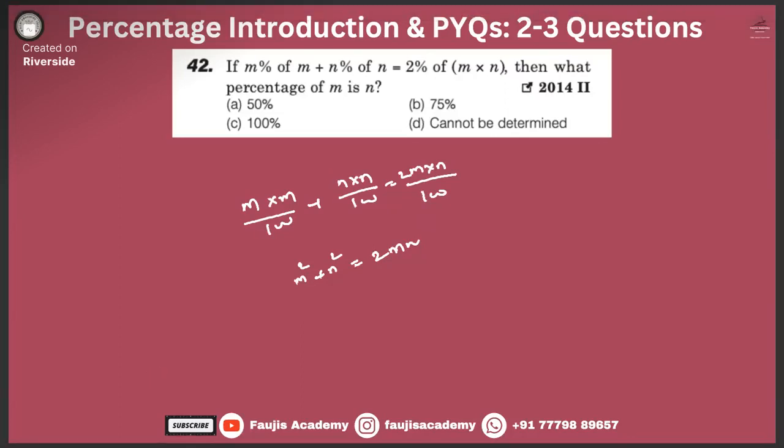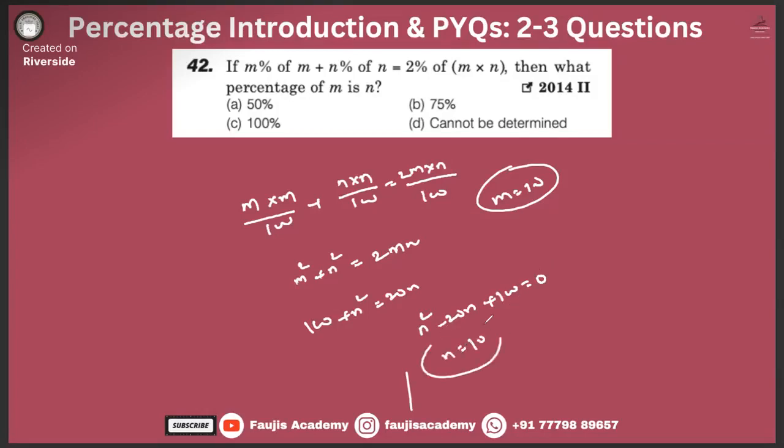Tell me. What is the value of M and N? Hint. Take some values. And don't take values for both M and N. Take only one. Let's take M is equal to 10. What happens? 100 plus N square is equal to 20N. Right? N square minus 20N plus 100 is equal to 0. Right? N is equal to how much? 10, right? Yes, sir. You got M, you got N. 100%. Then what percentage of M is N?